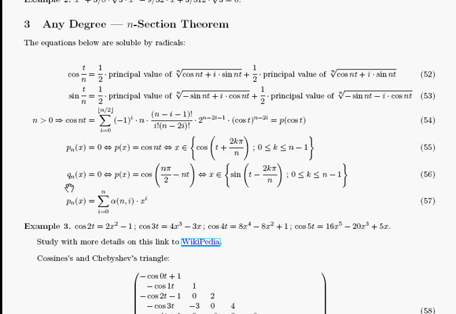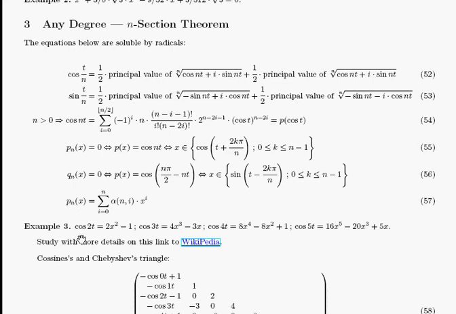And similarly, Kn(x) equals 0 if and only if P(x) is cosine of nπ/2 minus nt, if and only if the roots are the sine of t minus 2kπ over n, for k equals 0, 1, 2, 3 until n minus 1, where Pn(x) is the sum for i equals 0 to n of alpha ni times x^i, where the alphas are here.